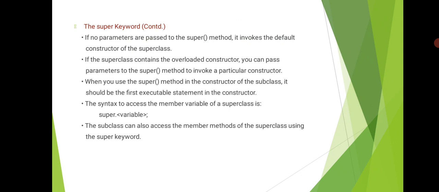Similarly, when we have a number of constructors, the method name is similar, that is the class name, because a constructor is a special method with the same name as the class name, but with a different argument list, that is, different signatures. One constructor can have no arguments and another can have a single argument. Like that we can write a number of constructors. In the superclass also we can write a number of constructors.